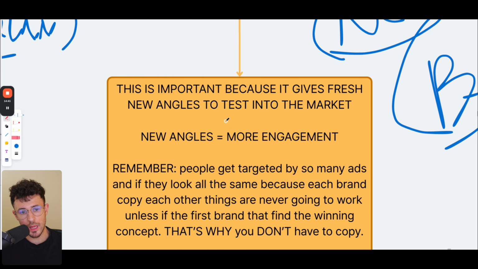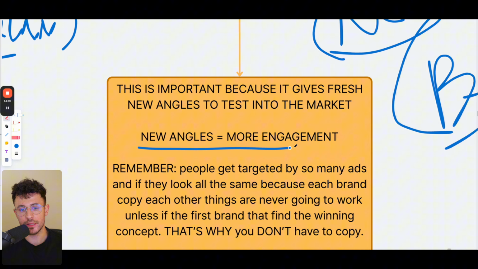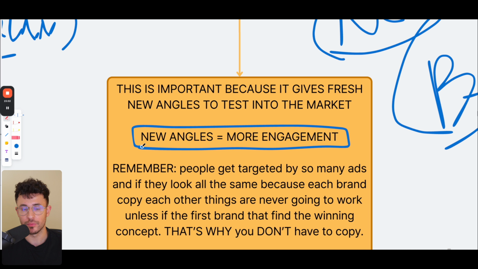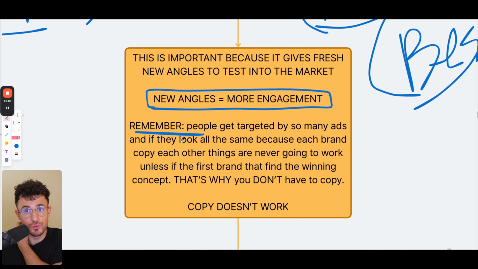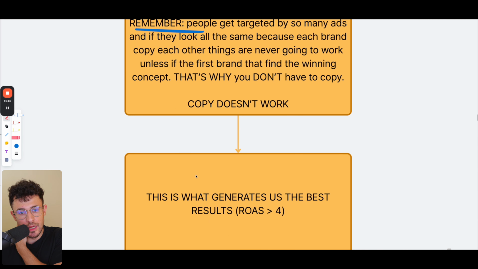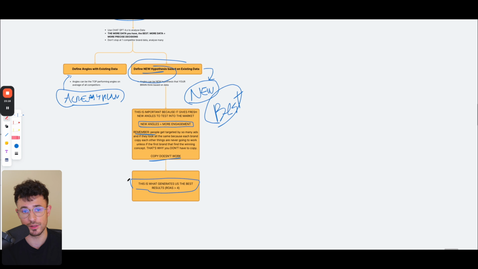And so what you want to do here is have more angles to test, ideally new angles to test, because new angles are going to bring you more engagement, because people tend to engage more with an ad that they've never seen. So it looks like something new, but it's communicating the same thing. It's just in a different way. Okay. And this is basically just what I said right now. So people get targeted by the same ad over and over again. So if you just do it, it's not going to work. And yeah, copying is not going to work. And this is what basically generates, as I mentioned before, the best results for us.